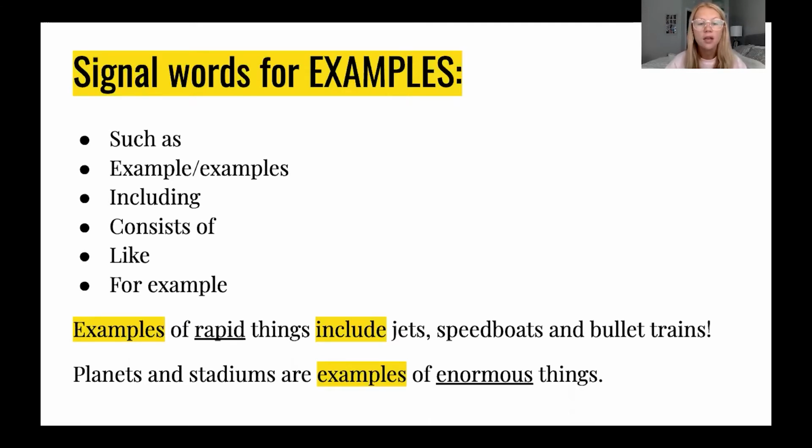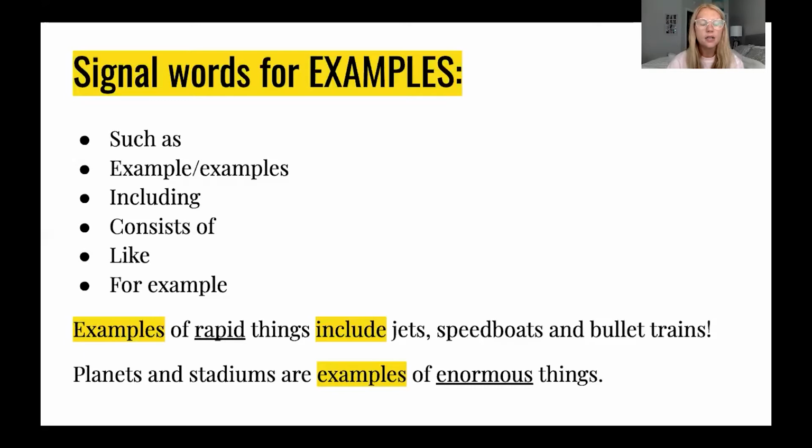So these are all words that we can look for when we are looking to identify an unknown word. There are two sentences at the bottom of this slide which I'm going to read, and these sentences include some of the signal words that we just went over. So, examples of rapid things include jets, speedboats, and bullet trains. So in this sentence, we have the signal words examples and include, with our focus word, our unknown word, being rapid. After the word include, we have our example. Our example is jets, speedboats, and bullet trains. These are all examples of things that are rapid. And we could, by using the context clues in this text, gain an understanding for the word rapid, meaning fast.